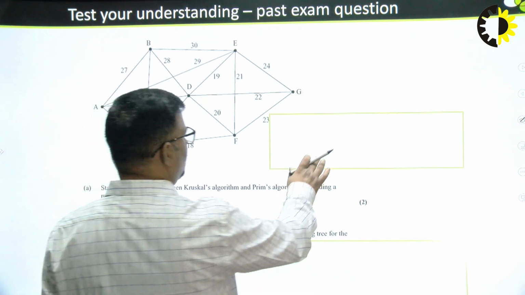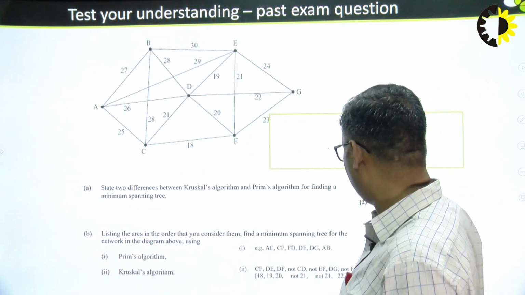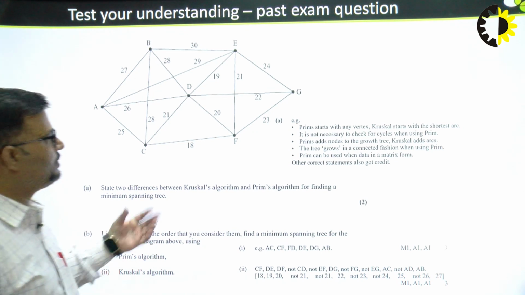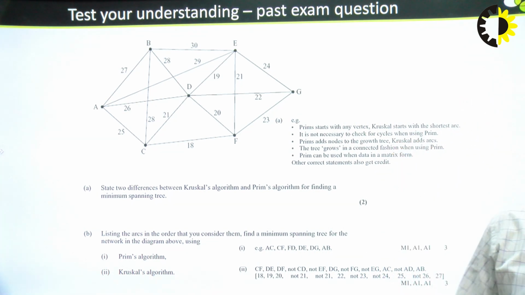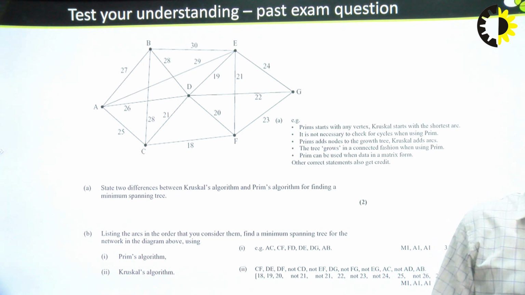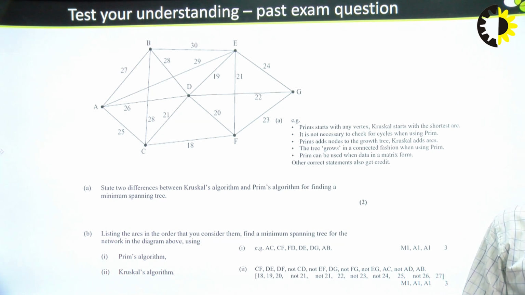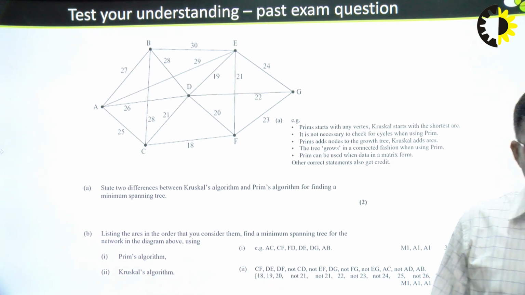This is a question. If you want to solve this question, for example: Prim's starts with any vertex. Kruskal's starts with the shortest arc. It is not necessary to check for cycles when using Prim's. Prim's adds vertices to the growing tree. Kruskal's adds arcs. The tree grows in a connected fashion using Prim's. Prim's can be used when data is in matrix form. Other correct statements also get the credit.